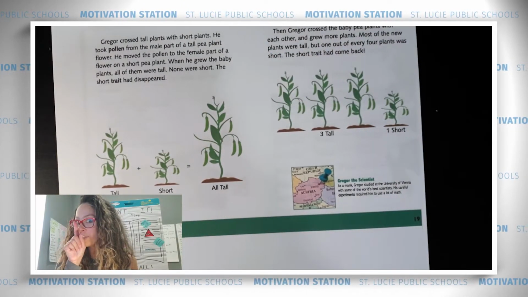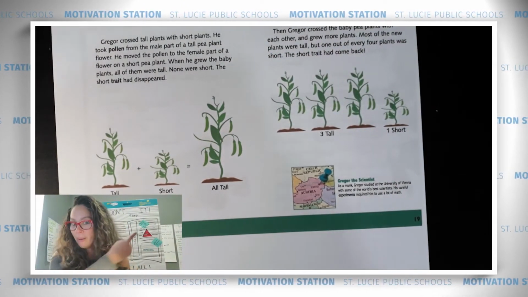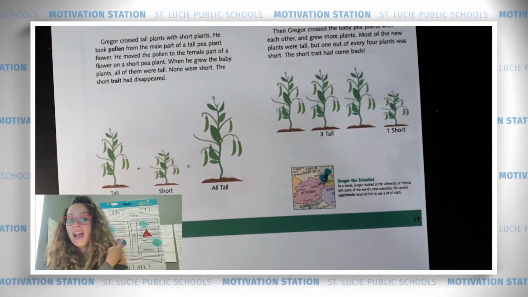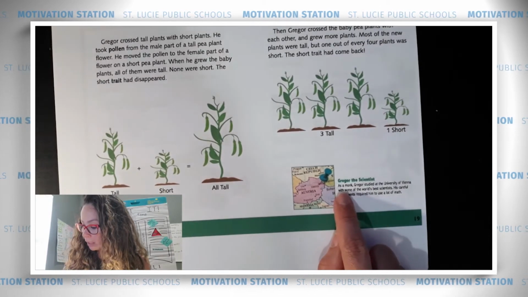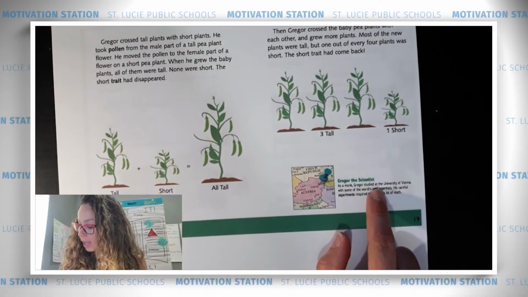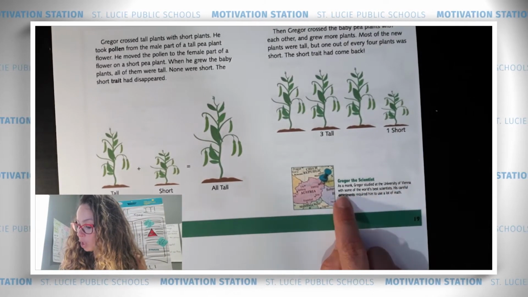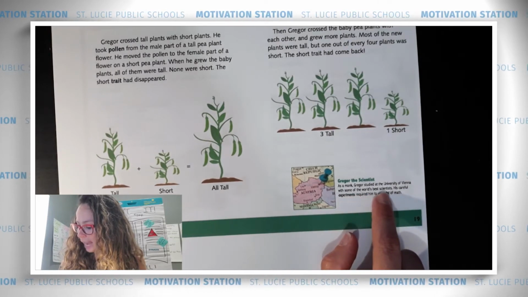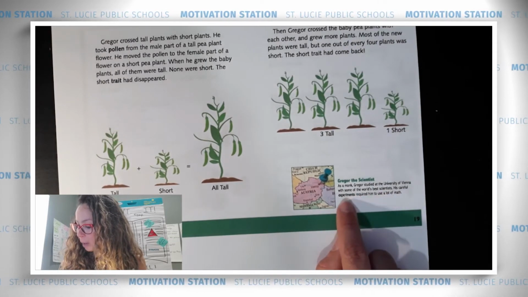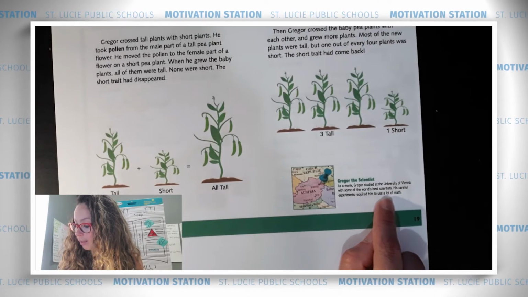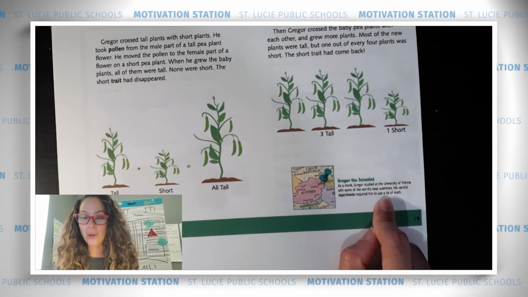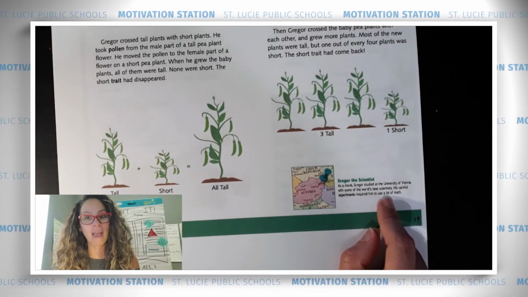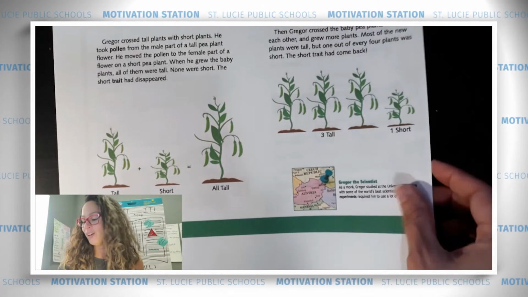Now there's a caption and a picture, so let's read it. Remember, it's important to not skip anything. So Gregor the scientist. As a monk, Gregor studied at the University of Vienna with some of the world's best scientists. His careful experiments required him to use a lot of math. So we all know that sometimes we have to use math in what? In science. Awesome.